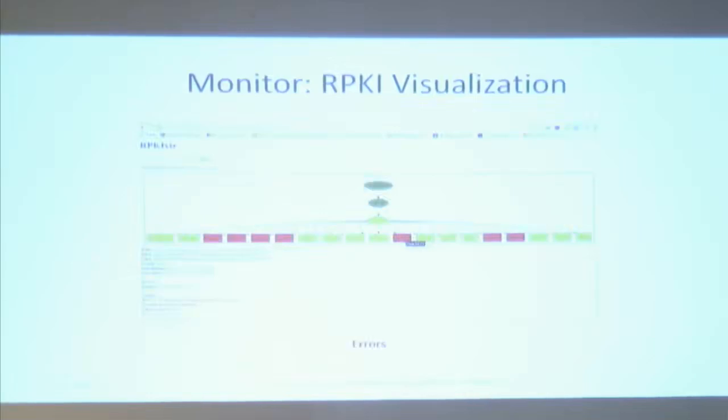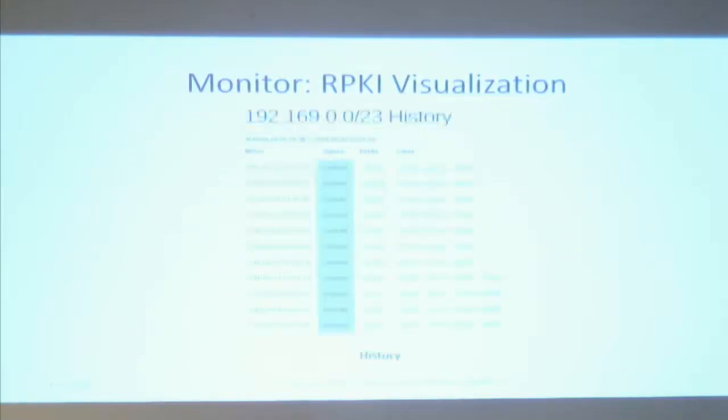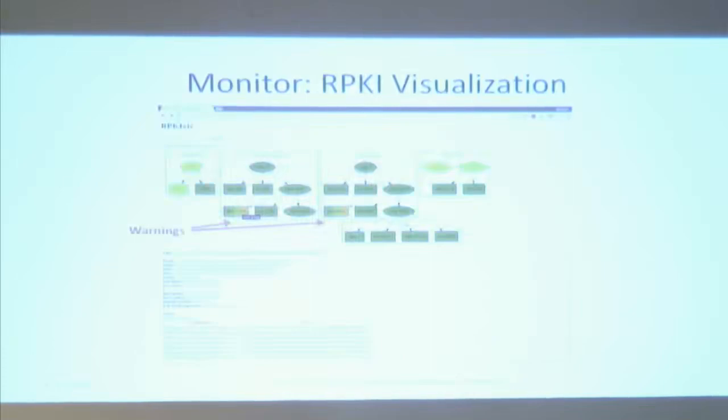It will point out if there are errors. It'll flag the errors and tell you exactly what the problem is: expiration times, problems with the resource not belonging to the parent. It'll give you a history. "I swear this was valid yesterday," and so it gives a history of when the ROAs were present and when they've appeared or disappeared. And it'll also show you a warning.